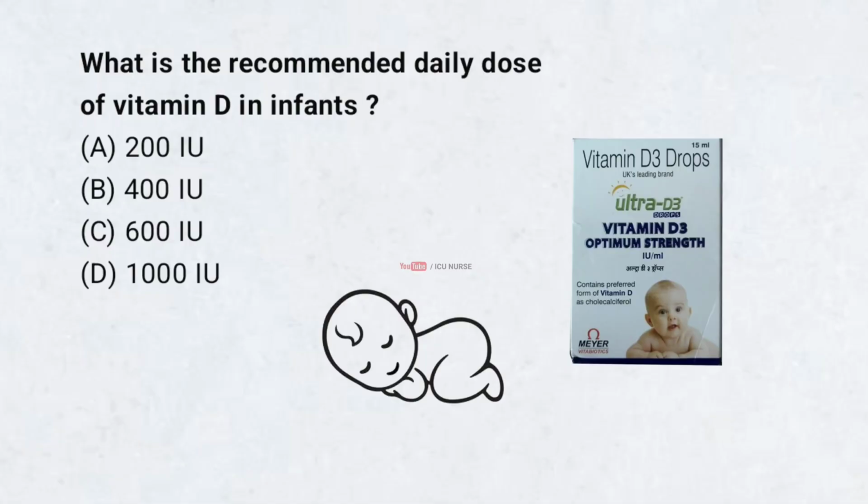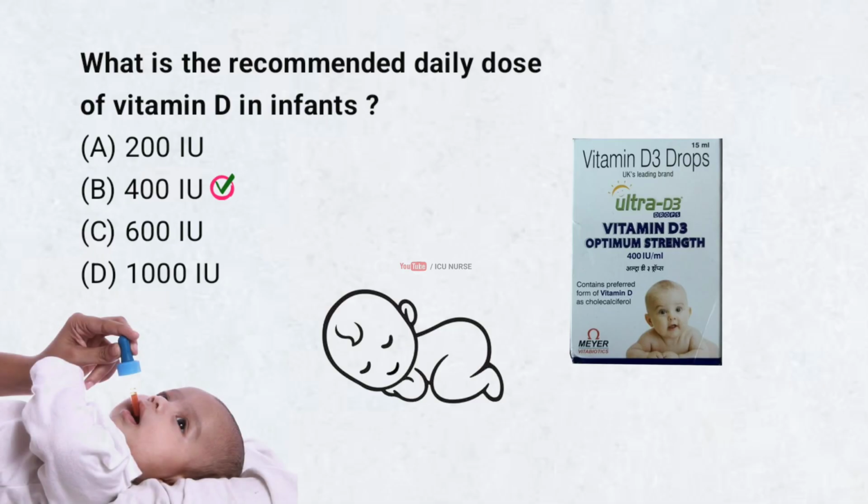What is the recommended daily dose of vitamin D in infants? A. 200 international units. B. 400 international units. C. 600 international units. D. 1000 international units. Correct answer B. 400 international units. Infants should receive 400 international units of vitamin D daily starting from the first few days after birth. This helps prevent rickets and support bone growth.